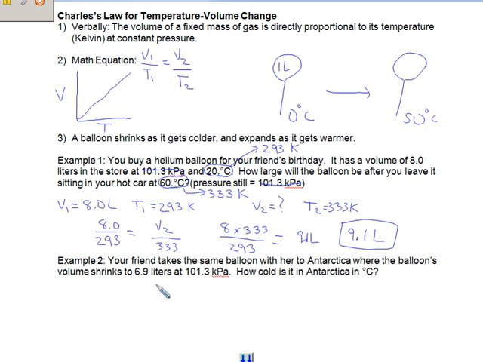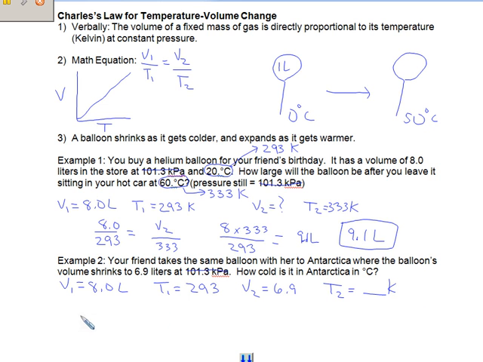Now, you're going to take the same balloon to Antarctica, where the balloon's volume shrinks to 6.9 liters. You're still at 101.3 kPa, so we can just ignore that. How cold is Antarctica in degrees Celsius? So we can use the same V1 and T1 because it's the exact same balloon. So V1 equals 8.0 liters. T1 equals 293. Our V2 equals 6.9. And we need to find out what our T2 is in terms of kelvins, and then we're going to convert that to Celsius.